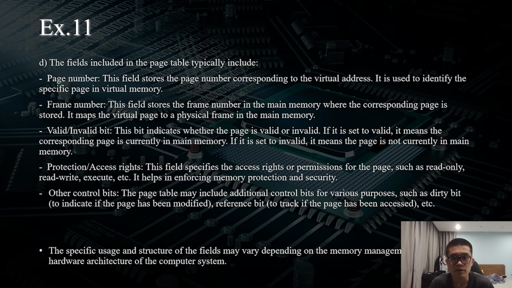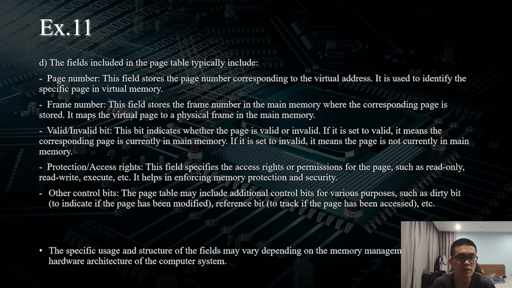If it is set to valid, it means that the corresponding page is currently in the main memory, and the opposite means that the page is not currently in the memory. Fourth, the protection set right. This field specifies the access right or permission for the page, such as read only, read write, execute, and more. Another function is enforcing memory protection and security.